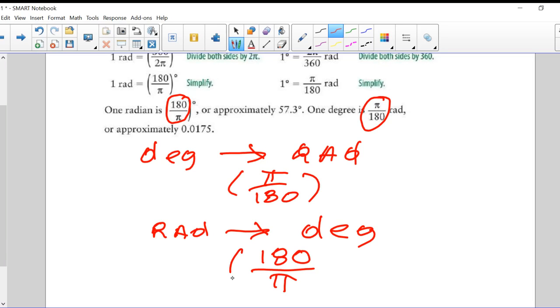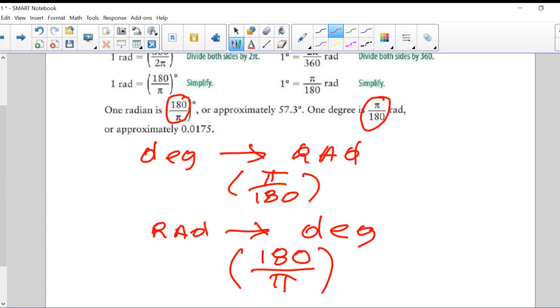So it's probably not a bad idea for you to memorize those two things as we go along, to make the transition from one to another. If I start off with degrees and I want to end up with radians, I'm going to multiply my degrees by pi over 180. If I start off with radians and I want to go to degrees, I'm going to multiply by 180 over pi.